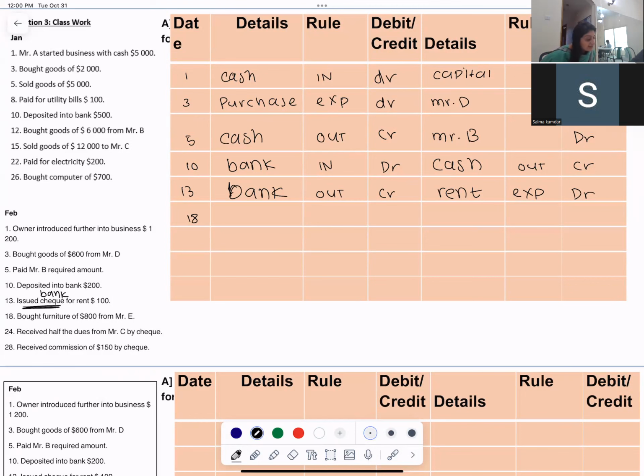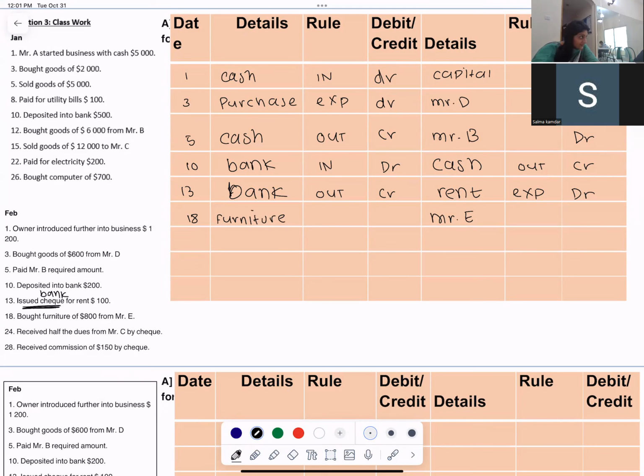Is the name of the person there? Is it a cash transaction or a credit transaction? It's a credit transaction. That means Mr. E is going to be there. So one account involved is Mr. E. What is the other account involved? What is the rule for furniture? Real, personal, nominal? It's a non-current asset.